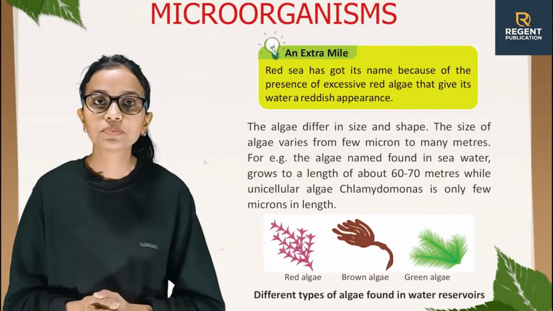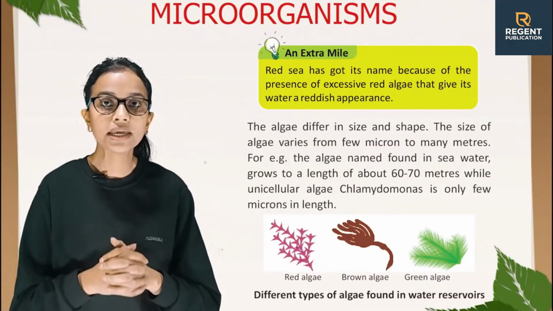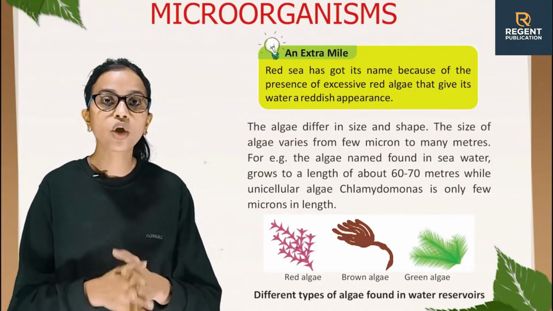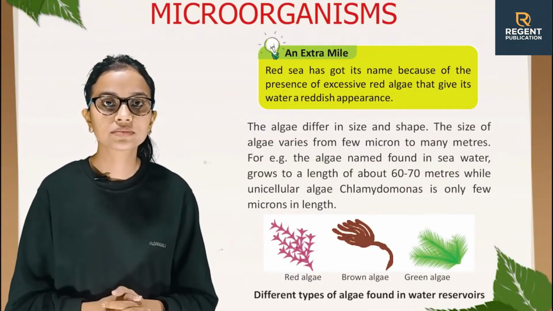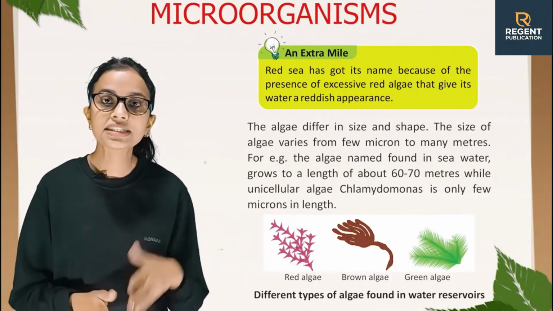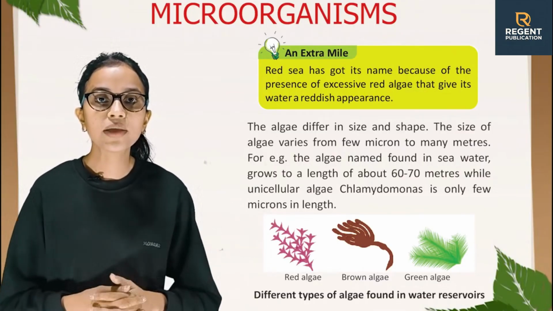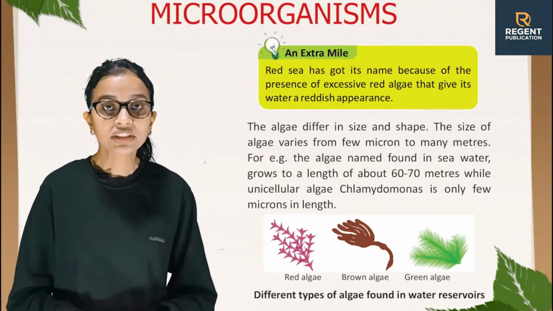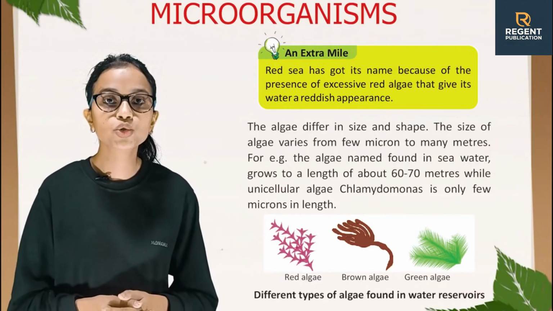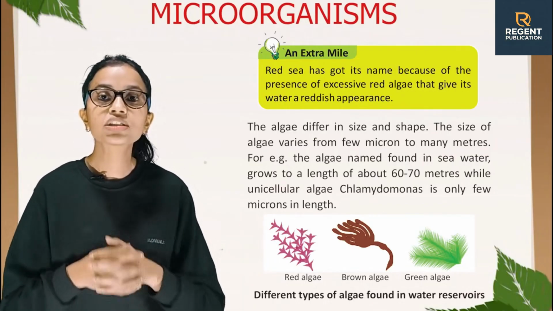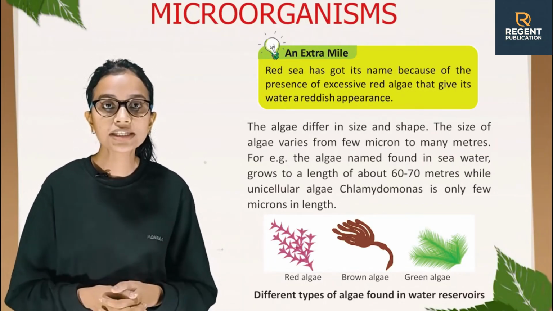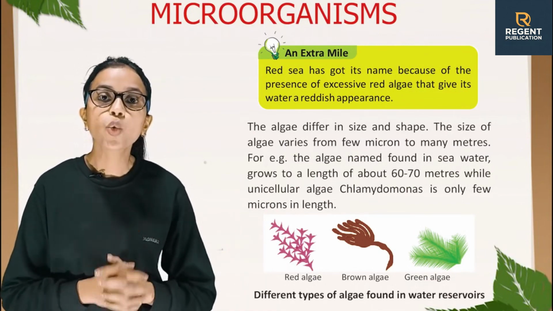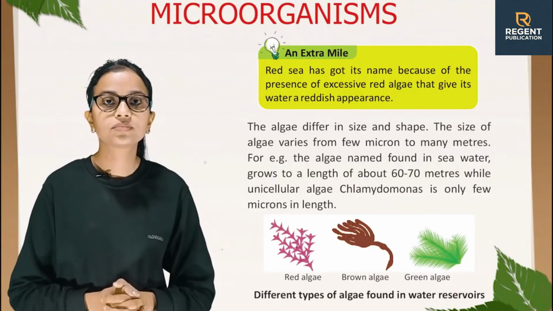An extra mile. The Red Sea got its name because of the presence of excessive red algae that give its water a reddish appearance. The algae differ in size and shape. The size of algae varies from a few microns to many meters. For example, the algae found in seawater grow to a length of about 60 to 70 meters, while unicellular algae Chlamydomonas is only a few microns in length.